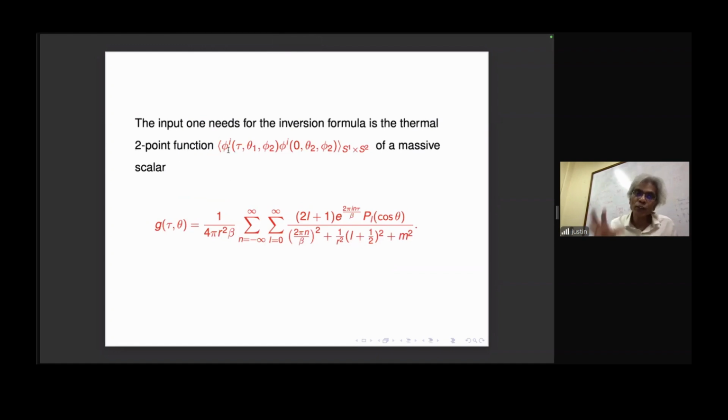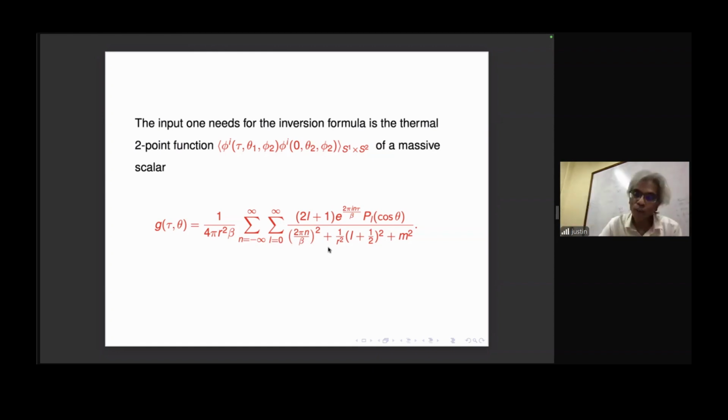So the crucial input for carrying this forward is the 2-point function of a massive scalar. And here it is. Formally, I think any of us can write this down. This is the Fourier transform analog: there is the product of 2 Y_LMs, which becomes the Legendre function, and this is the propagator. So this is the analog of e to the power of i k (x minus x prime) divided by k squared plus m squared. So that's the propagator. Because it's S1, there is this part of the Matsubara frequencies.